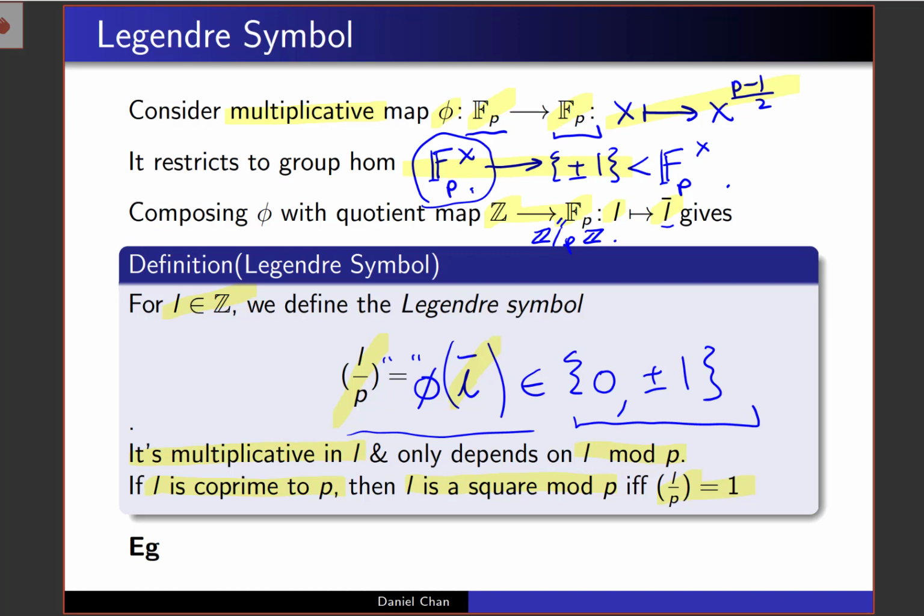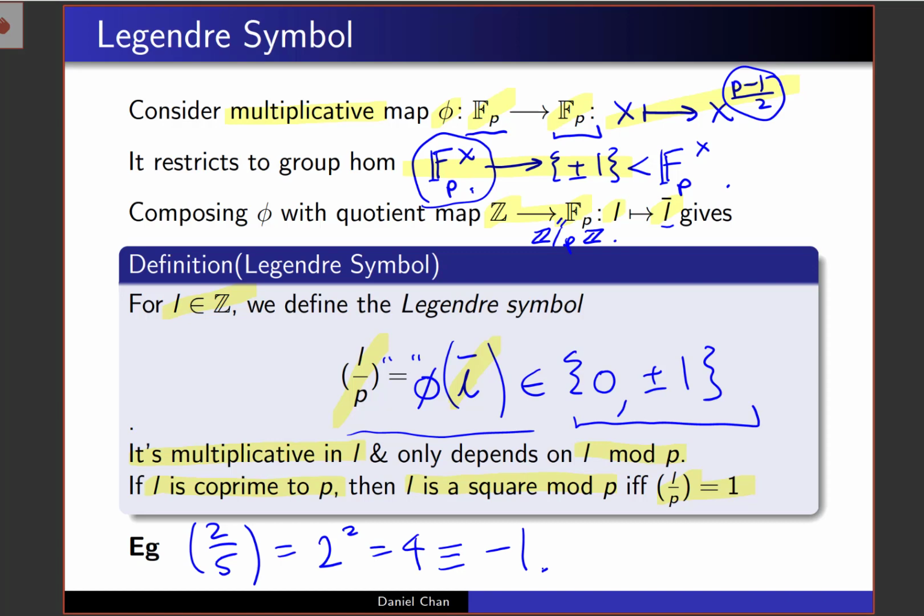Let's just look at a simple example so you can see what goes on here. Let's look at the Legendre symbol 2 over 5. What's that equal to? You look at 2 and raise it to the power of 5 minus 1 divided by 2. That's 4 divided by 2, which is 2. So 2 squared equals 4, and that's congruent to minus 1. So it's not a square modulo 5.